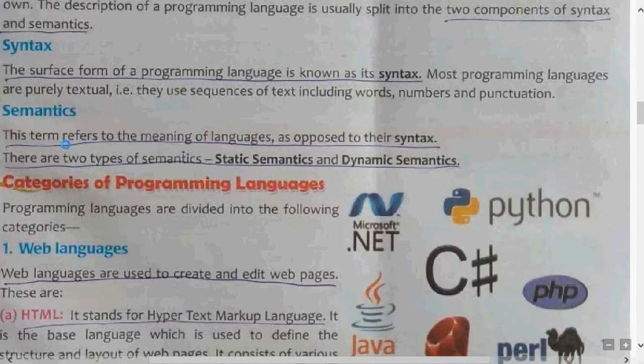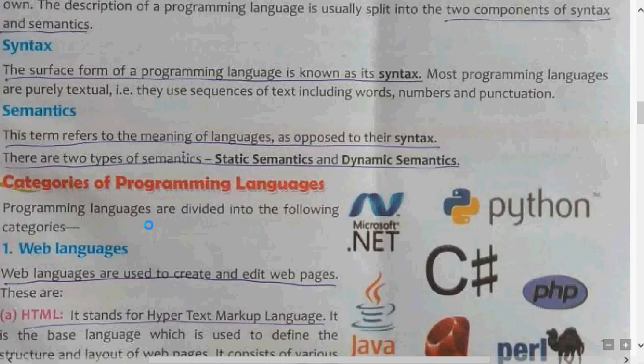Next, about semantics. The term refers to the meaning of the language and it's just opposite to syntax. There are two types of semantics: static semantics and dynamic semantics. So let's see what static semantics and dynamic semantics are. Static means fixed, and dynamic semantics means not fixed.